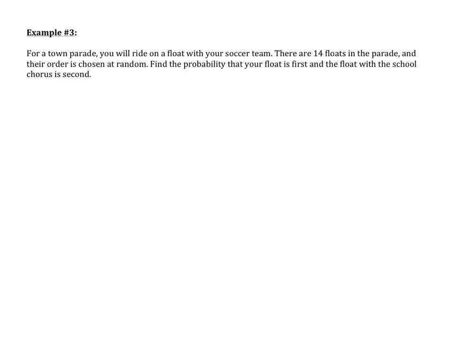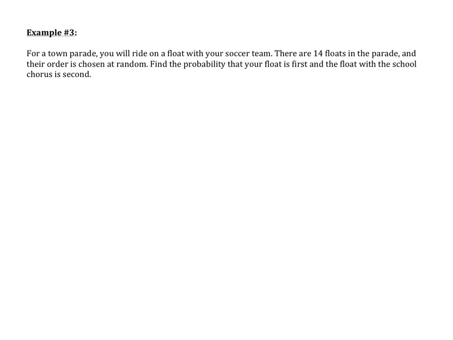So let's look at our last example, number 3. For a town parade, you will ride on a float with your soccer team. There are 14 floats in the parade, and their order is chosen at random. Find the probability that your float is first and the float with the school chorus is second. So the first thing we're going to do is figure out the number of possible outcomes, the number of permutations of the 14 floats in the parade.